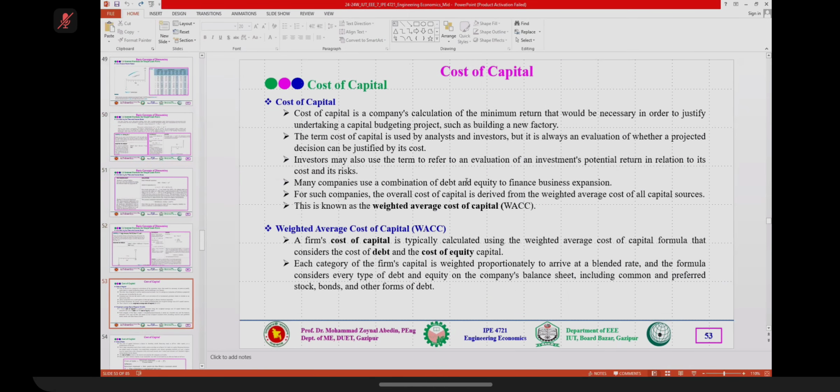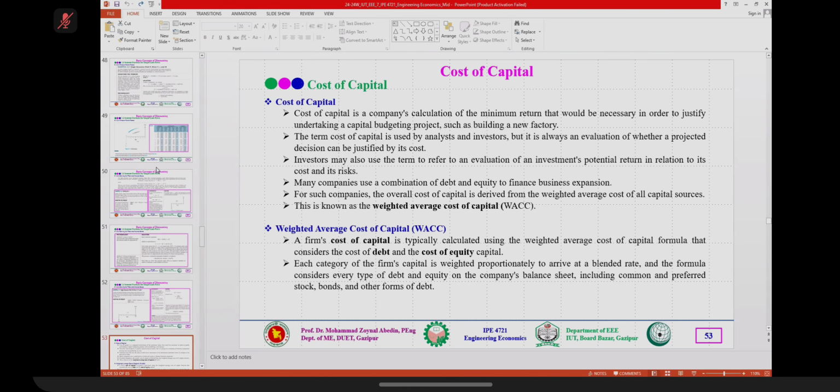So this is another term, the cost of capital. Previously it was discounting and compounding. Compounding gives the future value, discounting is the present value calculation. Now, let's talk about the cost of capital.